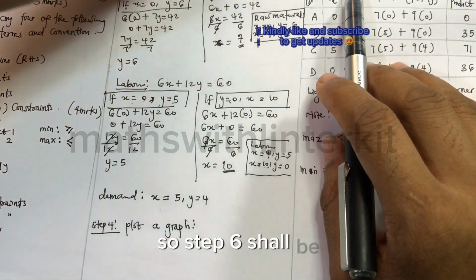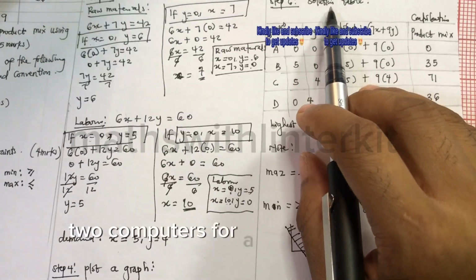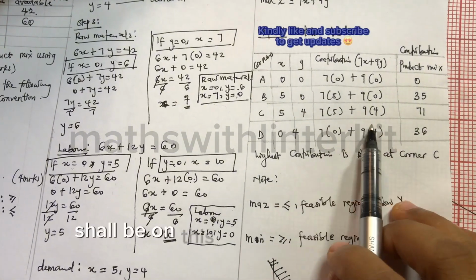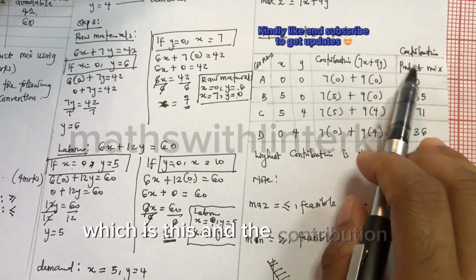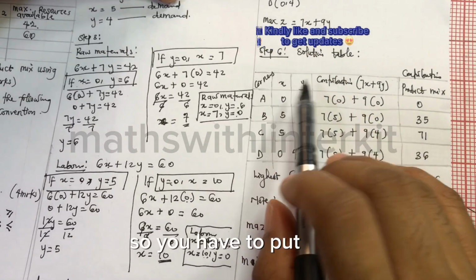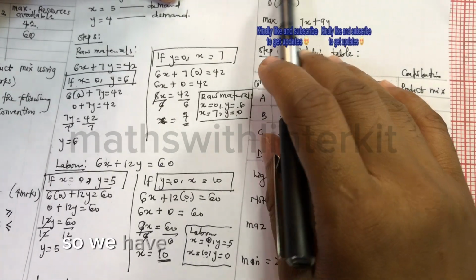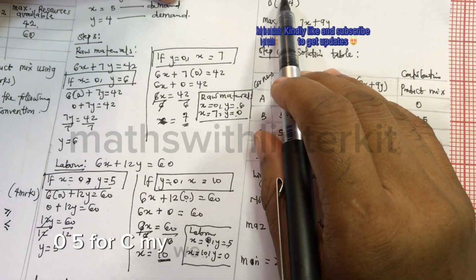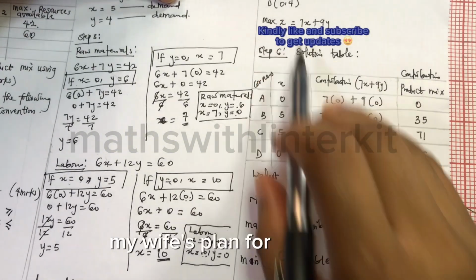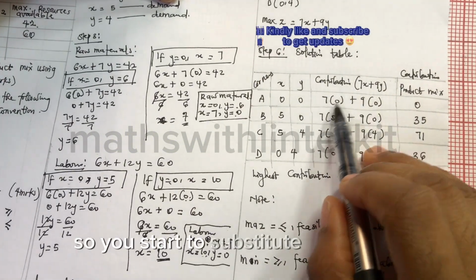So step 6 shall be to compute our solution table. So your solution table shall be of this nature. We have the corners, the x, the y, the contribution, which is this, and the contribution product mix. So you have to put your x and y as I got it from the graph. So we have something of this nature. 0, 0, 5. For C, we have 5 and 4. My x is 5, my y is 4, and for D, like that. So you start to substitute 7 in brackets.